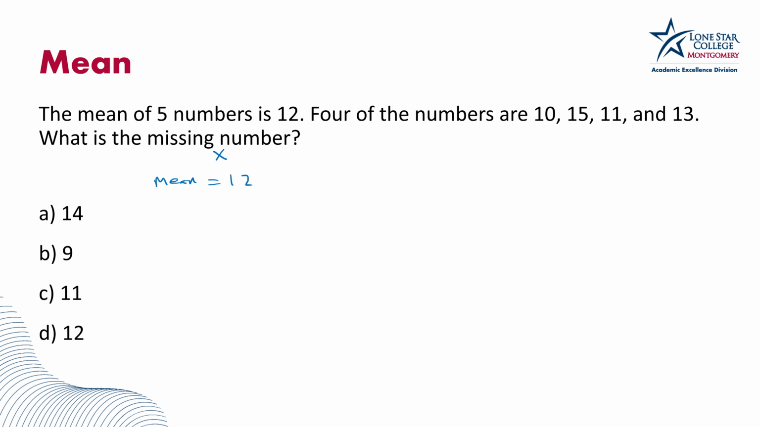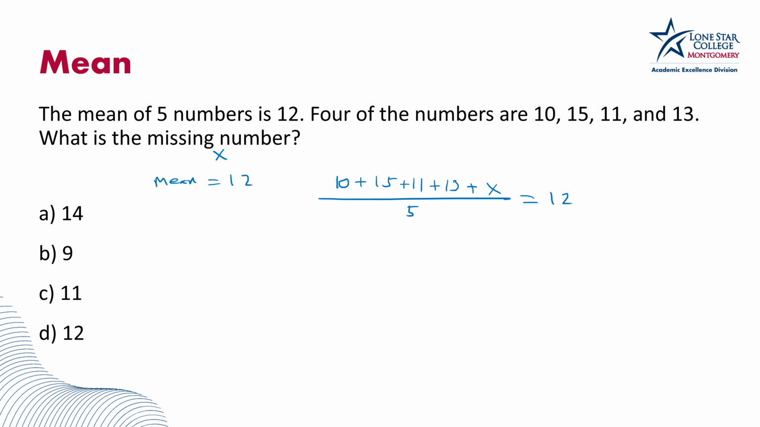So the formula to find the mean, again, is adding all the numbers up and dividing by however many numbers there are. So we would have the 4 numbers that are given, 10 plus 15 plus 11 plus 13 plus the 5th number, which is the x, divided by 5, because there's a total of 5 numbers in our set. And that should be equal to the mean, which is given to us by 12. So we now have an equation to solve for x.